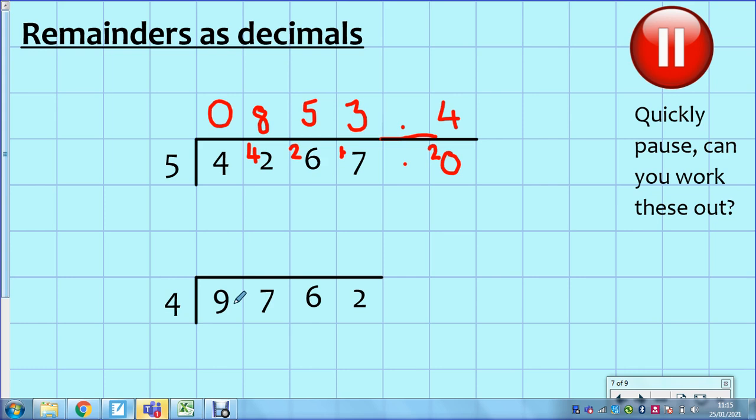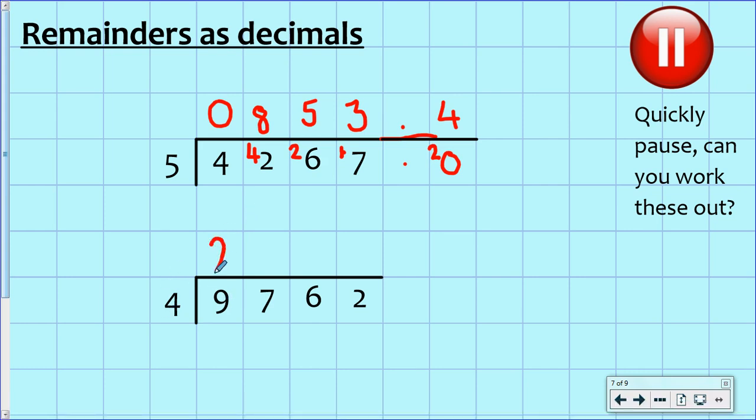How about this one? Can you work this one out in your head? 9 divided by 4. I can get 2 groups of 4 with 1 left over, so we exchange that. 17 divided by 4. 16 is 4 times 4, so I can get 4 groups, again with 1 left over. 16 divided by 4 is perfectly 4 groups. 2 divided by 4. 2 is too small. I can't get a group of 4 out of it, so it's 0.